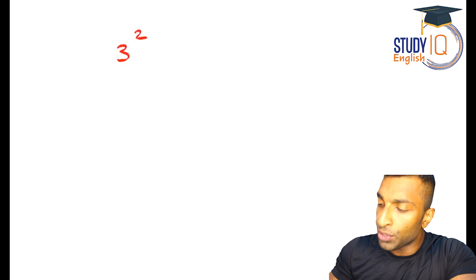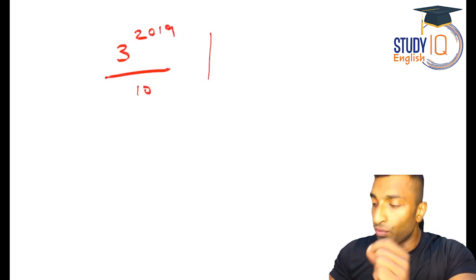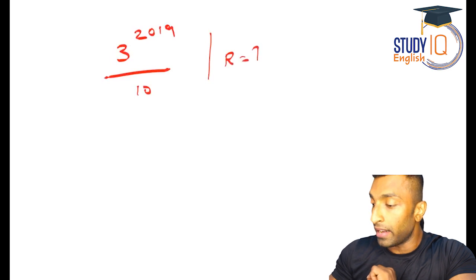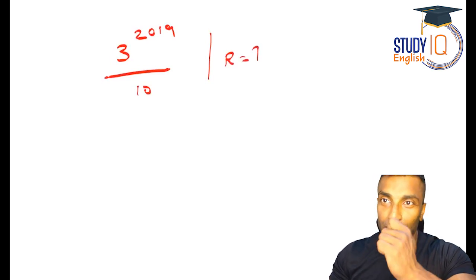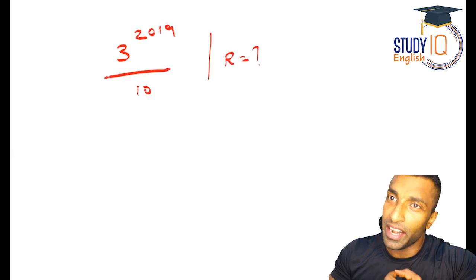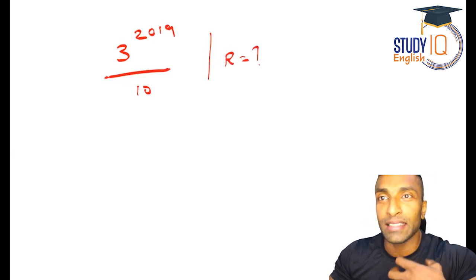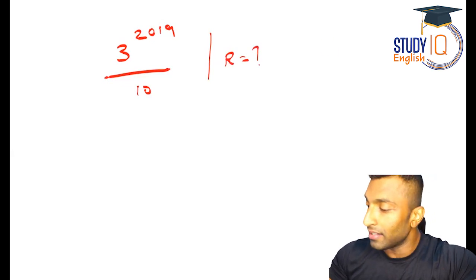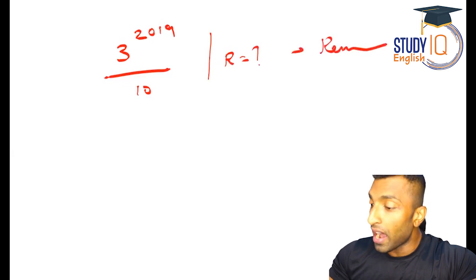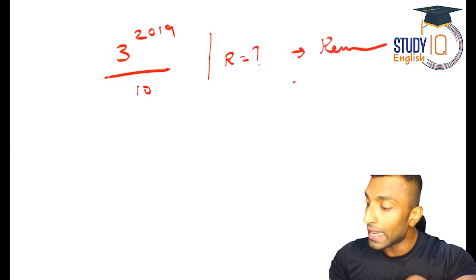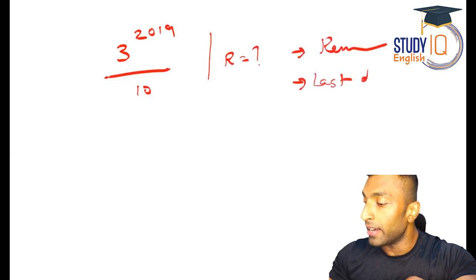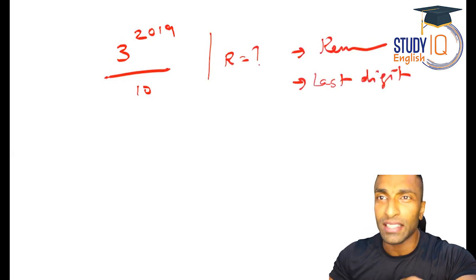Last year, you got this question: 3 raised to 2019 divided by 10, what is the remainder? So this is the question which has been asked. You can take it in any way. Either you can take it as a remainder question, or I will be considering this as a last digit question.